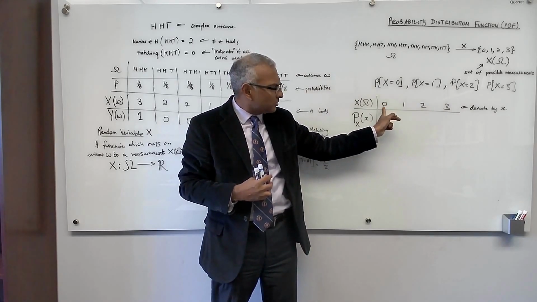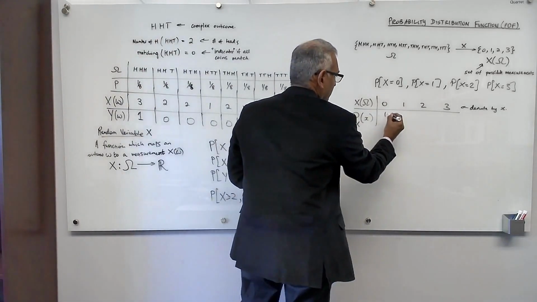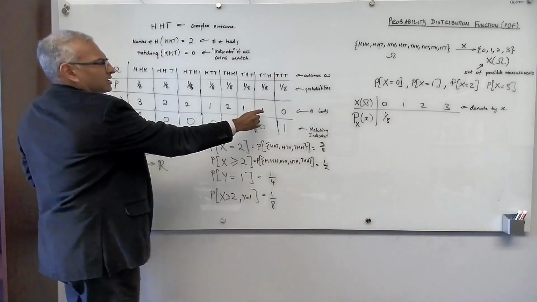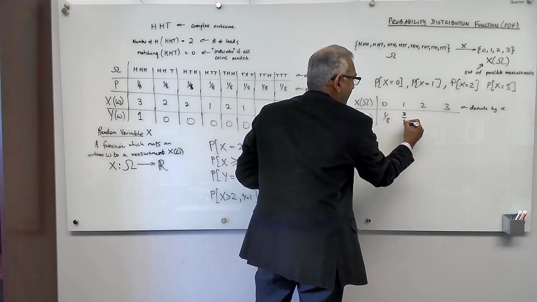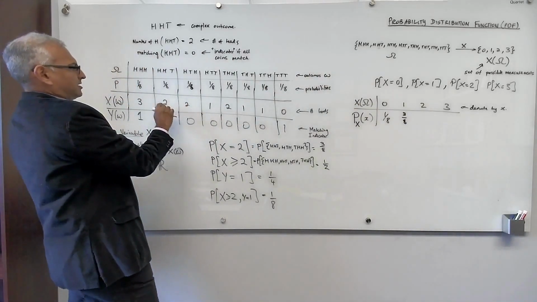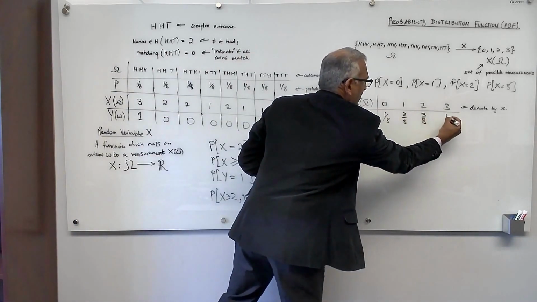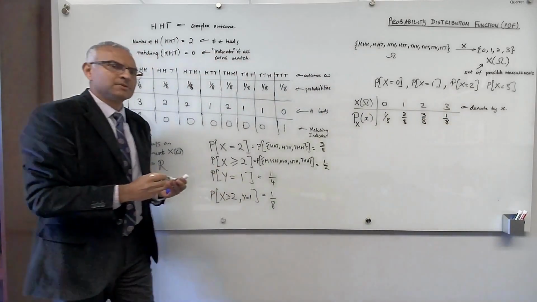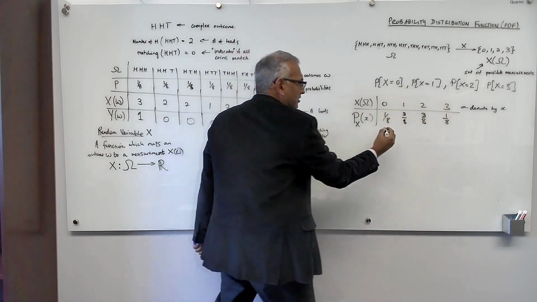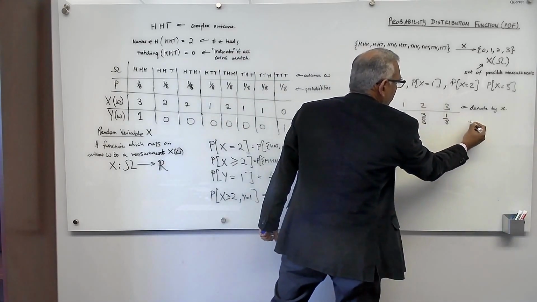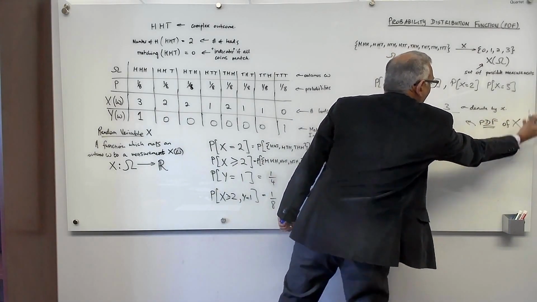What are the chances that you get 0 heads in this example? 0 heads, it's 1/8. 1 head, well, what's the event? The event is this one, this one, and this one. So there are 3 outcomes, so that's 3/8. 2 heads, that's this one, this one, this one, so 3/8. And 3 heads is just this one, 1/8. This set of probabilities for the corresponding little x value is called the probability distribution function, PDF, the probability distribution function of X.